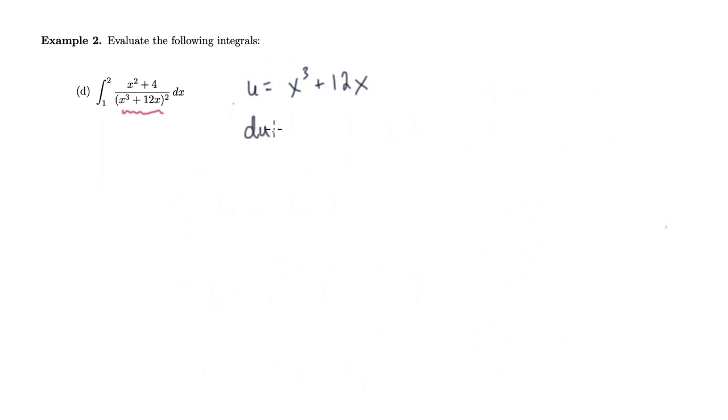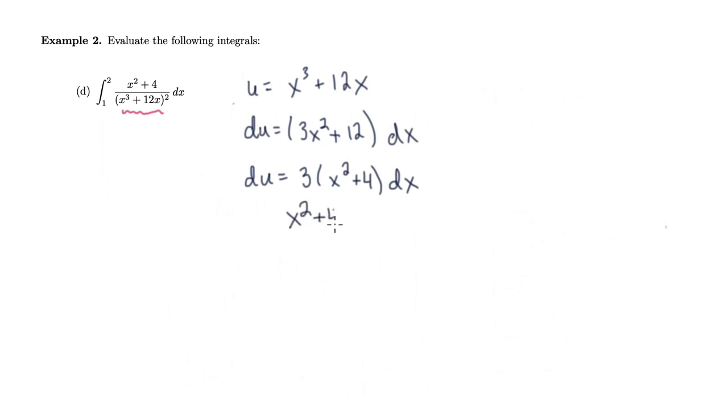Then du is 3x squared plus 12 dx. But notice this 3x squared plus 12. I can actually rewrite that. I can factor out a 3, and I'm left with x squared plus 4. But now x squared plus 4 dx is exactly what I have in the numerator of my integrand. And in fact, x squared plus 4 dx is equal to 1/3 du.